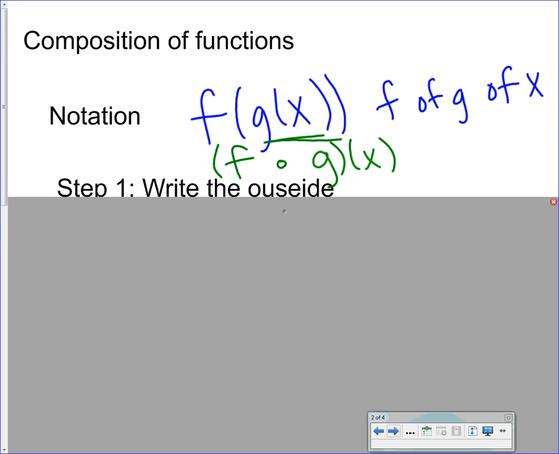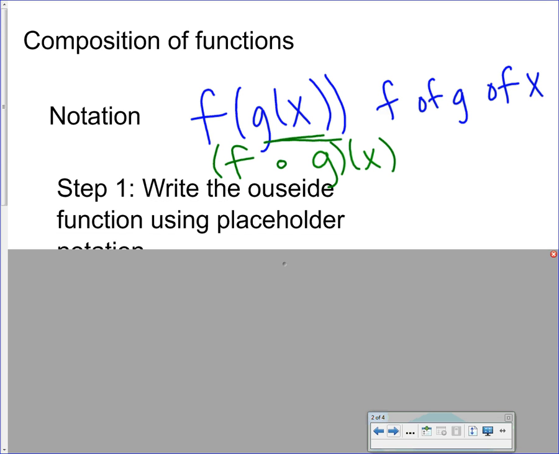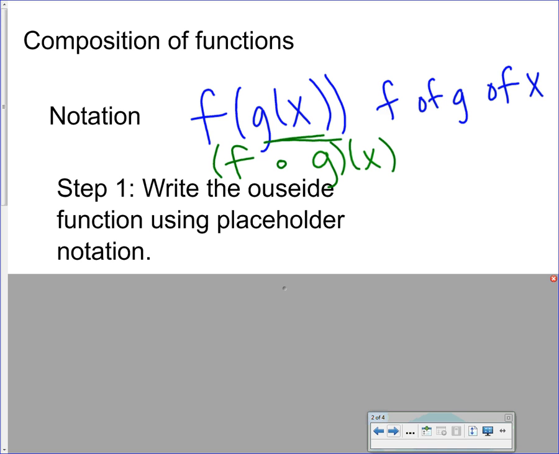Okay, so how do you actually compose two functions? So you're going to write the outside function using placeholder notation. So in the example above, the outside function is f. F is on the outside, and g is on the inside. And placeholder notation just means you're going to put a blank everywhere where there's an input.